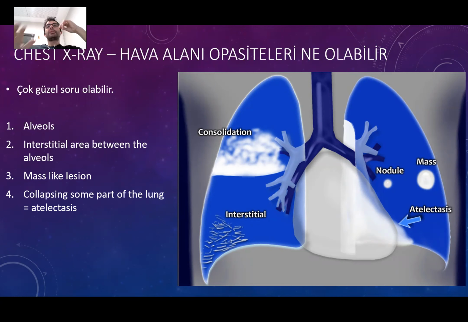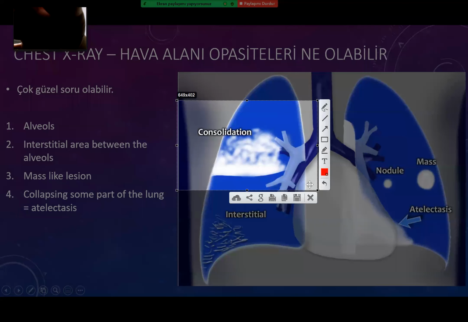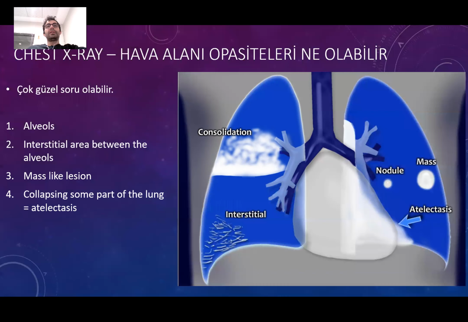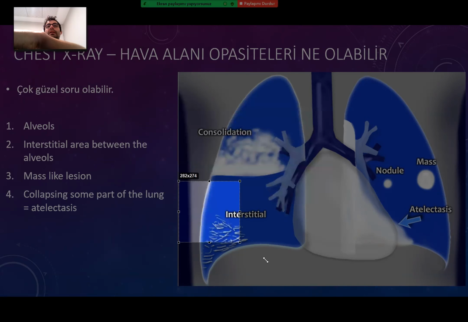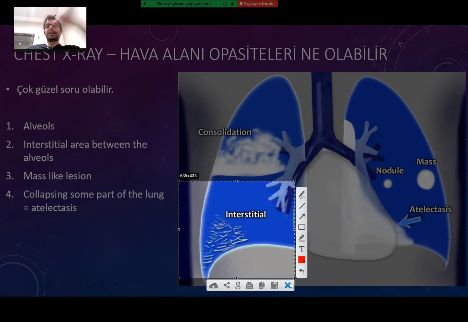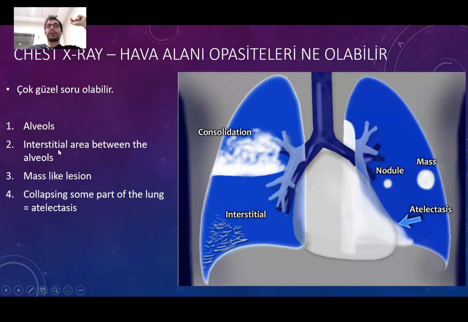Some density in the airspace could be located in the alveoli. When they are located in the alveoli, they basically look like this. They have a hazy appearance, they have an alveolar density, and they are called consolidations. On the other hand, they can be located not inside the alveoli, but in the area between the alveoli. When they are located in that area, they are not hazy, but like lines. These are called interstitial lines, interstitial markings.